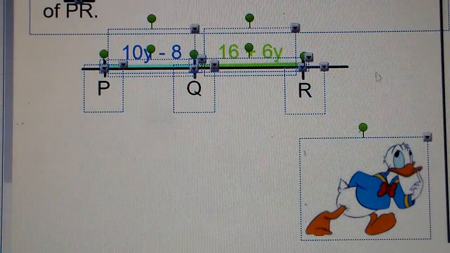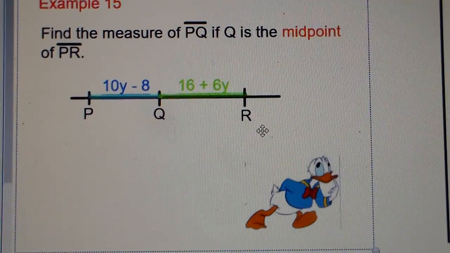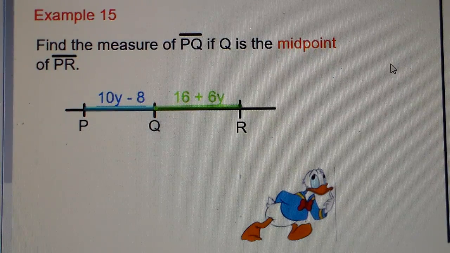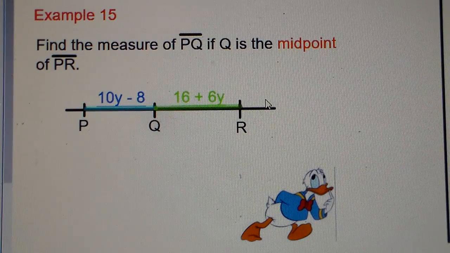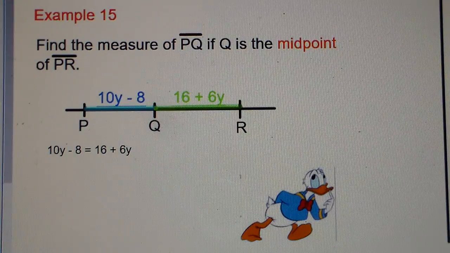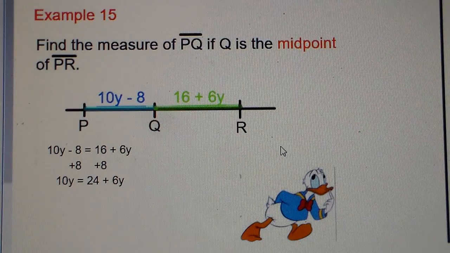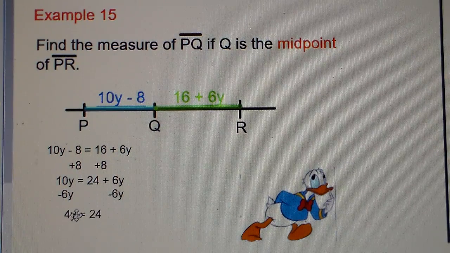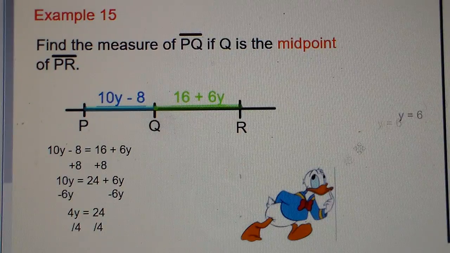Alright, number 15. Find the measure of PQ if Q is the midpoint of PR. So Q is in the middle, so that means this one is equal to this one. So 10y minus 8 is equal to 16 plus 6y. So we set them equal to each other. We add 8 to both sides. We get 10y equals 24 plus 6y. We subtract our 6y from both sides. So we get 4y equals 24. Divide by 4 on both sides. We get y equals 6.